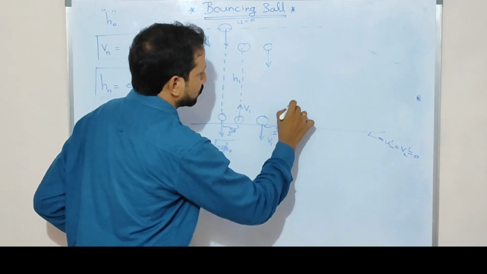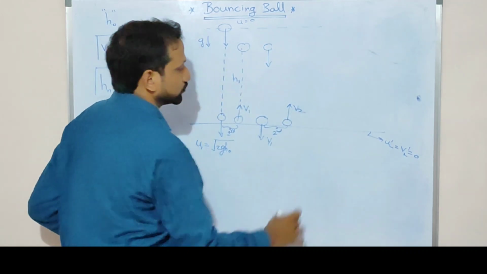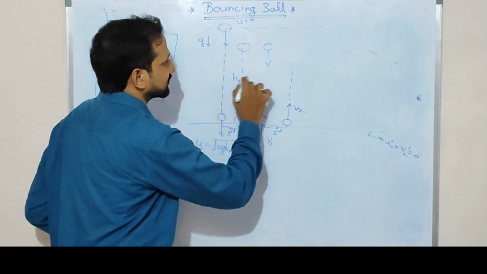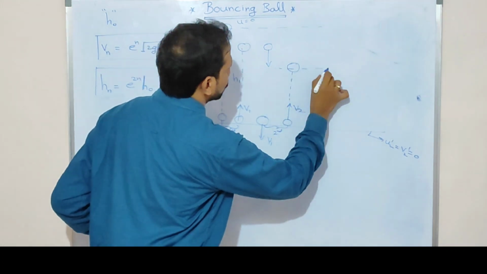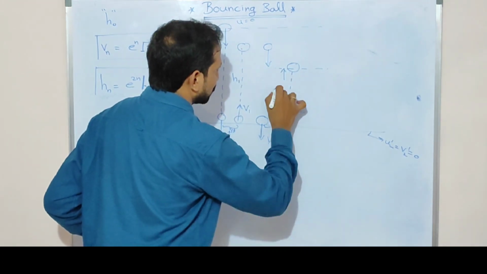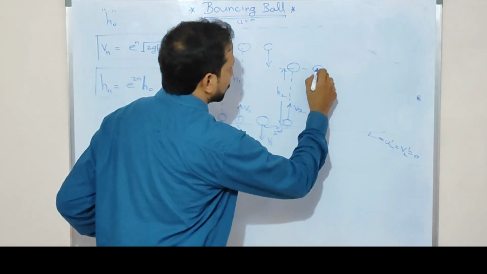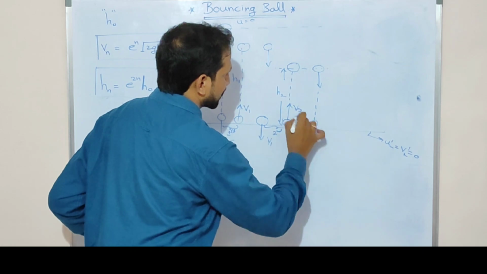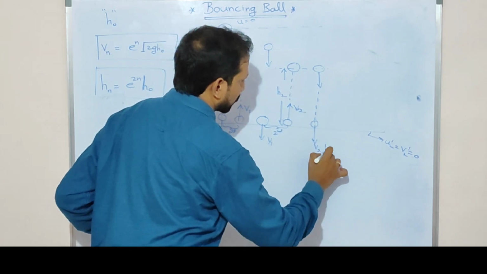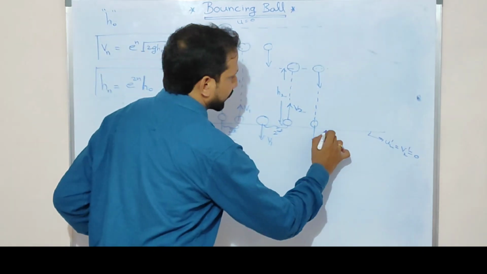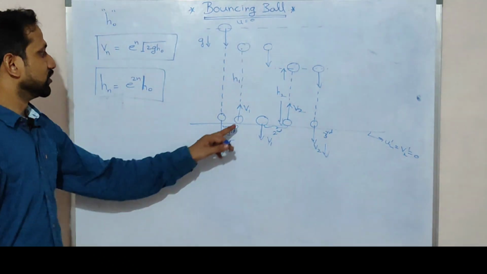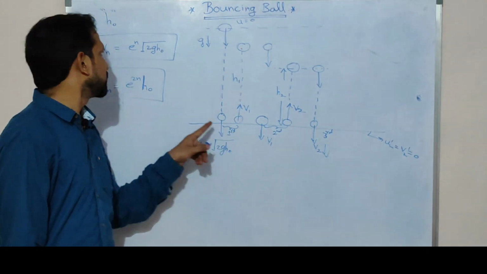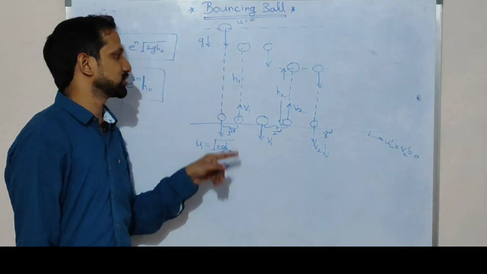After the second impact it will go with some v2 speed and it may reach some height which is less than h1. This is h2, and again it will come back because of gravity and hit the ground with the same speed v2 but in the downward direction. And this is the third impact. So v1 is e power 1 into root 2g h naught, v2 will be e power 2 into root 2g h naught, and so on.